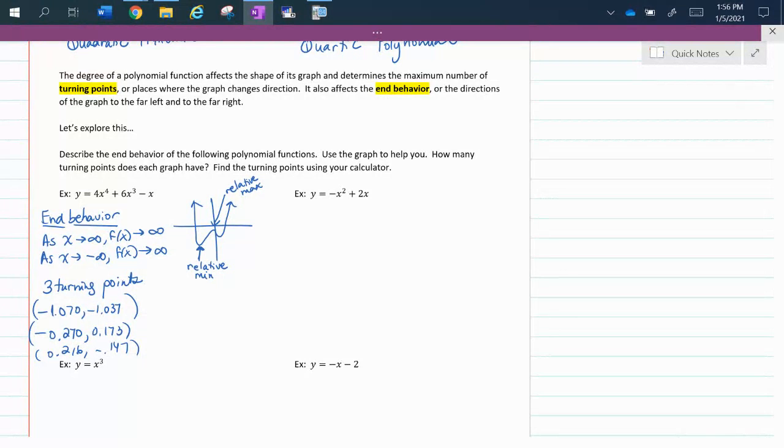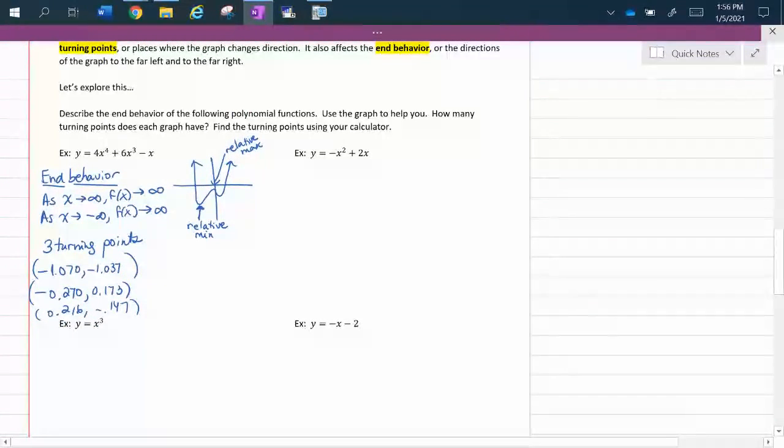So remember, we've got several things you have to know here. First thing is, what is the end behavior? How do we describe it? As x approaches infinity, what is f of x doing? It's either going to infinity or negative infinity. And then as x approaches negative infinity, f of x will either be approaching infinity or negative infinity. So you've got two sentences to write, just like what I just wrote. We're going to do this one more time, don't worry. And then I've got to use my calculator to determine how many turning points and what are they.